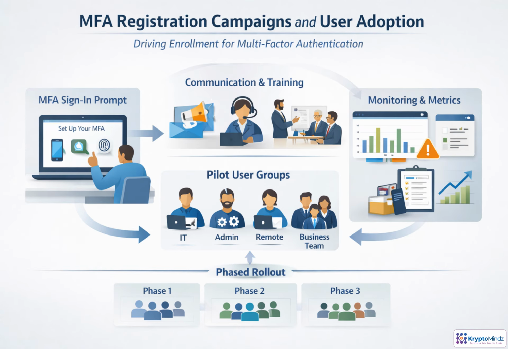MFA succeeds when enrollment feels predictable, supported, and low friction. Start by planning who must register, which methods are allowed, and when enforcement begins. Communicate early with clear instructions and visible leadership support, so users understand why the change matters. Then run a pilot with IT, admins, remote workers, and representative business teams to expose real-world issues. During rollout, monitor registration completion, failed attempts, and help desk tickets. When trends look stable, expand in phases and enforce MFA with fewer surprises.